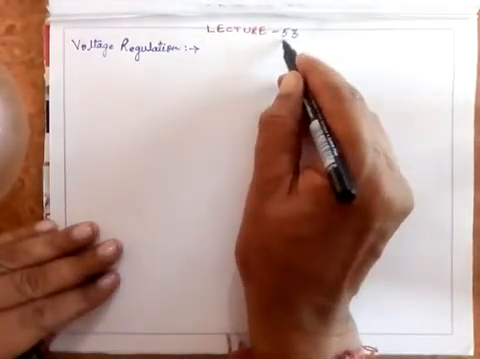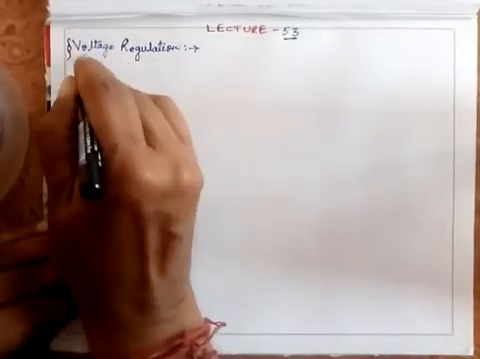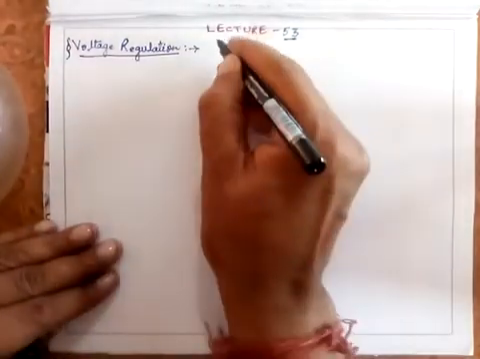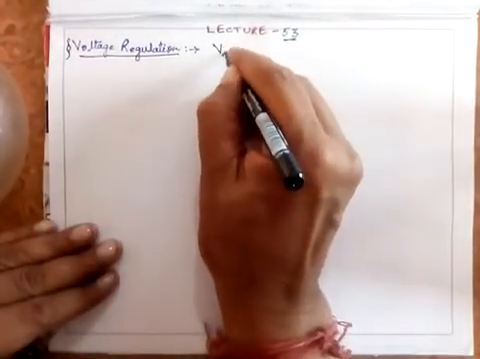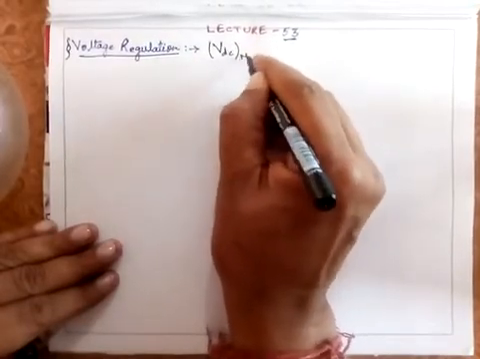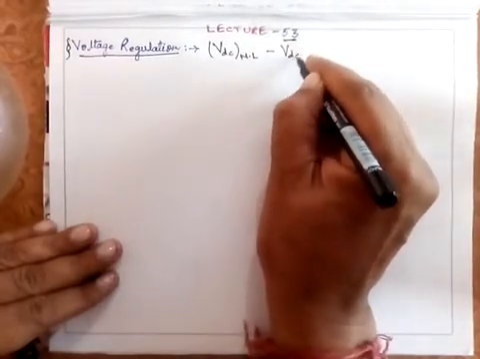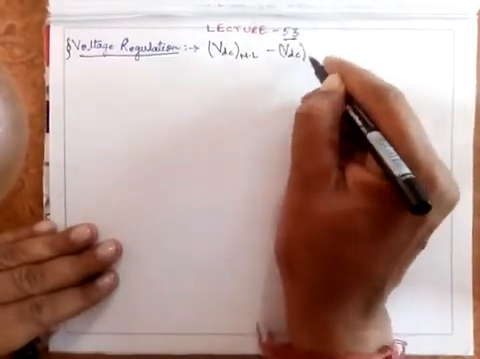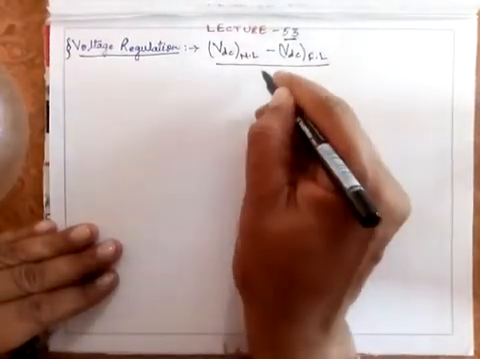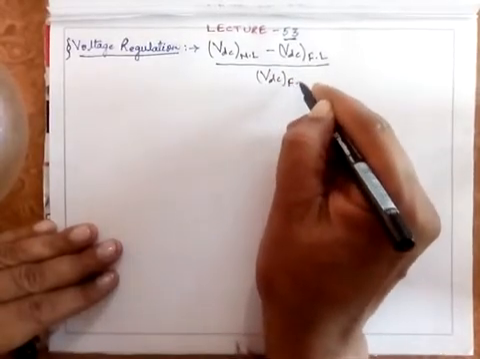So this is the 53rd lecture and the topic for today's discussion is voltage regulation. Let me define this. What do you mean by voltage regulation? It is defined as the DC voltage VDC under no load condition (NL stands for no load) minus the DC voltage under full load condition, upon the VDC under full load condition FL.